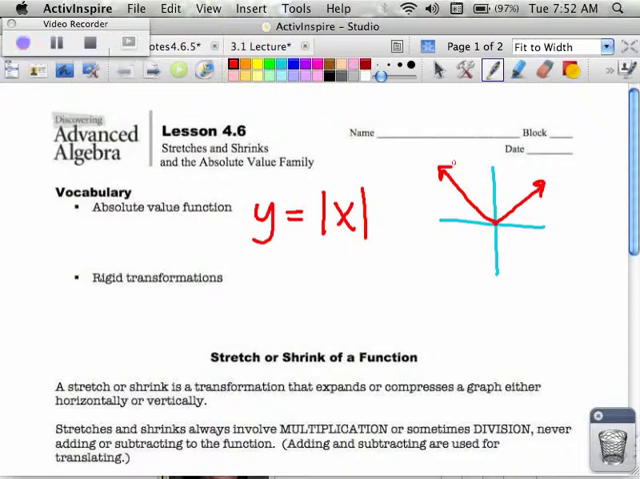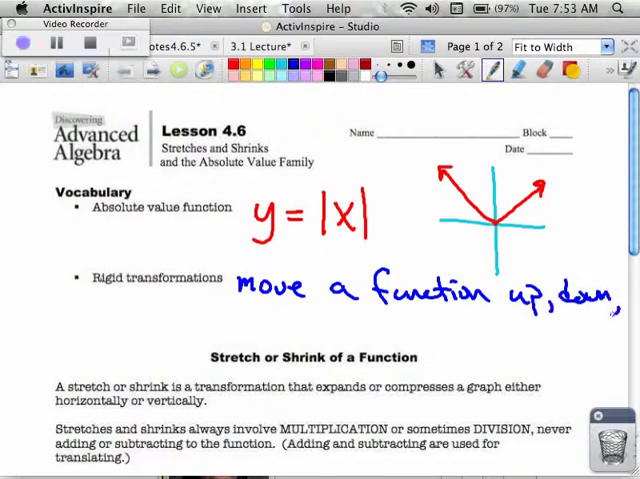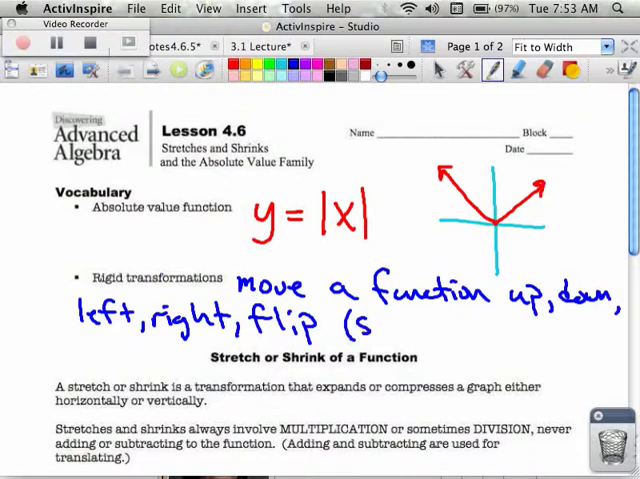And so the first thing that you need to know about is a rigid transformation. A rigid transformation is one in which you can move a function up, down, left, right, or you could flip it. Those are rigid transformations. The size and the shape stay the same.